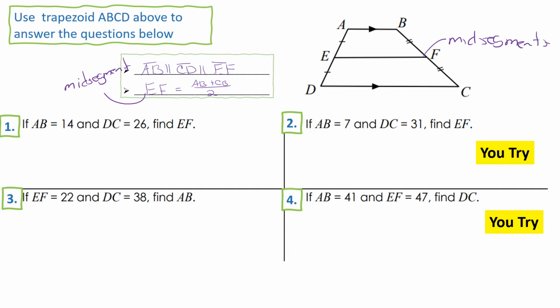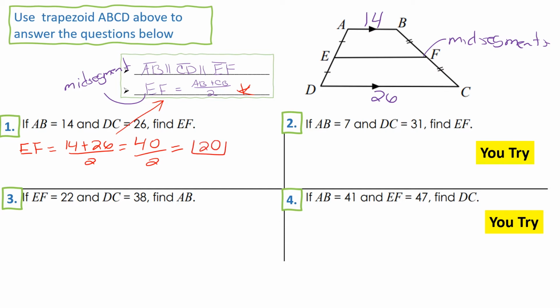So number 1, it says AB is equal to 14, so let's label that. DC is equal to 26. And we want to find EF, which is the mid-segment, so I'm going to use this formula right here. So EF, or any mid-segment, is equal to those 2 sides: AB is 14 plus DC is 26, and then we divide by 2. So just plugging it in using this formula, 14 plus 26 is 40. We're simplifying that, so we get EF is 20.